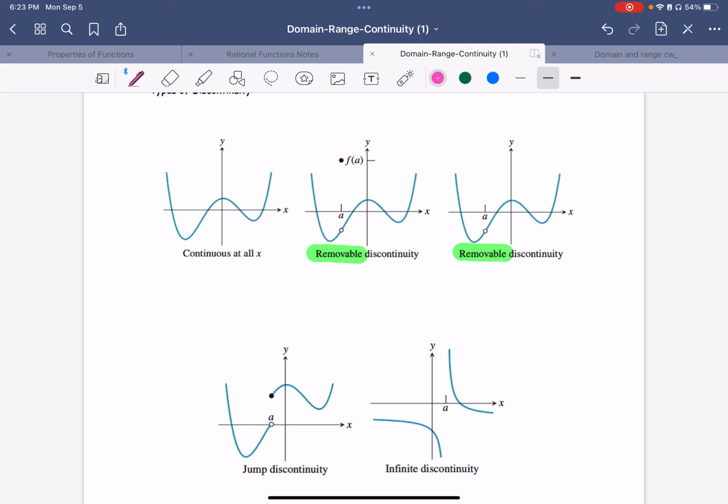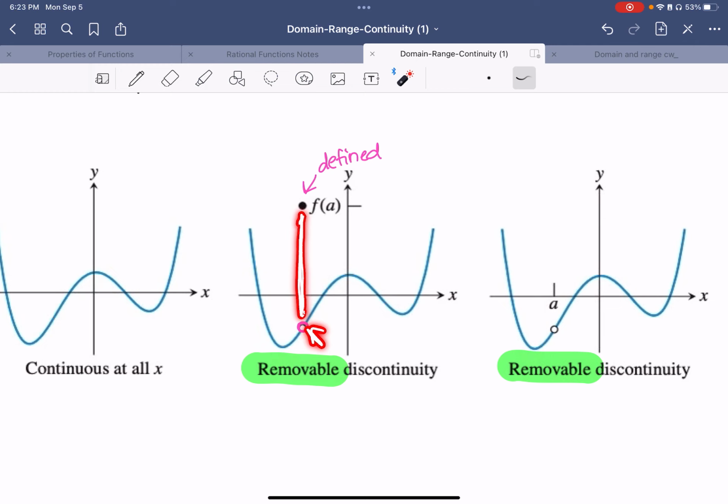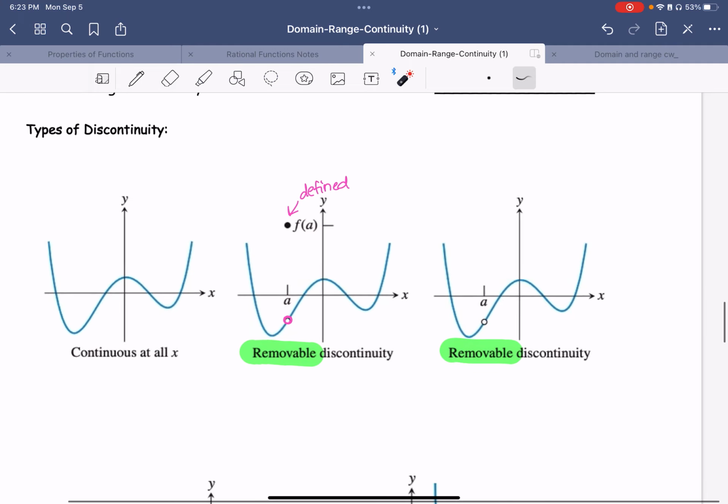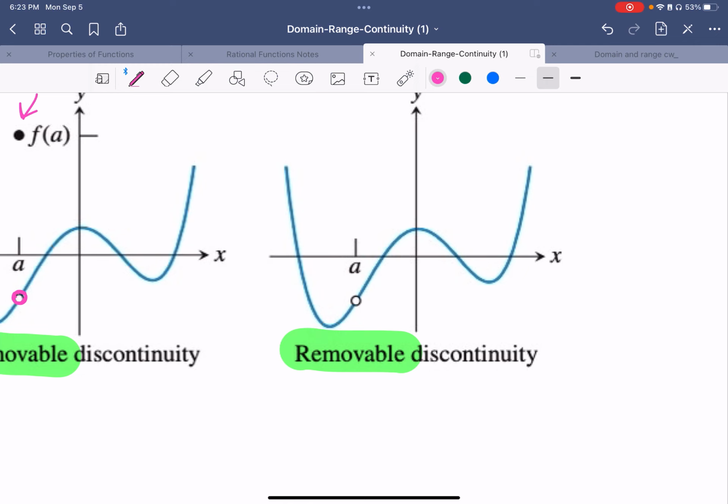This one has a defined point. This is just an example. They're not always going to look like this. But there's essentially some kind of hole. So you see the hole right here. But then at the same x value of a, there is another defined point. Okay, so on the same value of a, you have an open circle and a closed circle. So that's a type of removable discontinuity, but it doesn't always have to be like that.